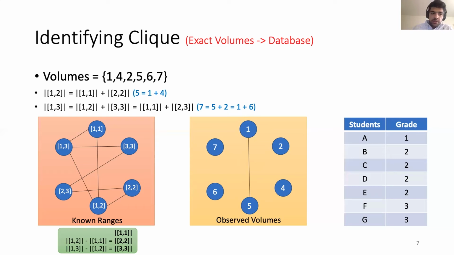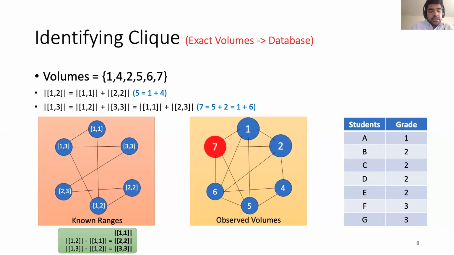So there is a clique of size 3: it's 1,1, 1,2, 1,3. Moreover, you can see that from subtracting 1,2 and 1,1, we'll get 2,2. And also from subtracting 1,3 and 1,2, we'll get 3,3. So that's what we call a database reconstruction using a clique. If we connect all the possible ranges using that, you can see that we get the figure in the middle.